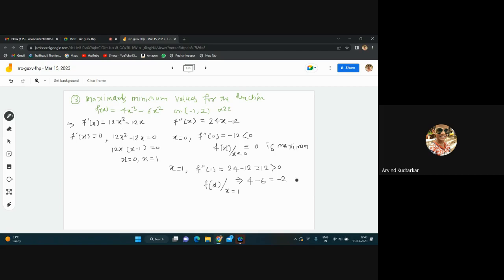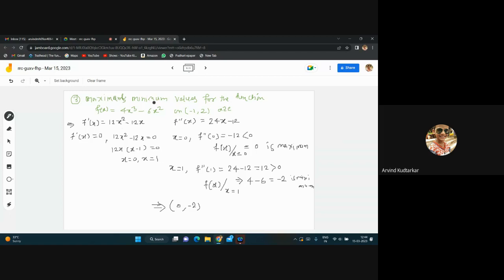So what is the correct option? Maximum and minimum values for the function, what will they be? 0 and minus 2. 0 is the maximum value of function at x is 0, and minus 2 is the minimum value of function at x is 1. In this question, they asked to find the maximum value of function first, and then secondly the minimum value of function. So the first value should be maximum and the second minimum. So we get 0, minus 2, this is the correct option.